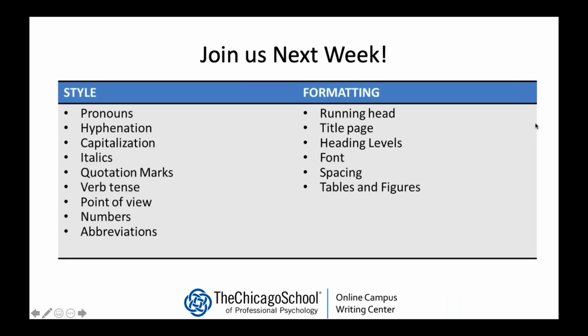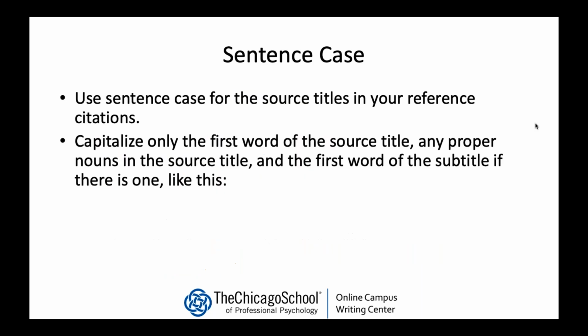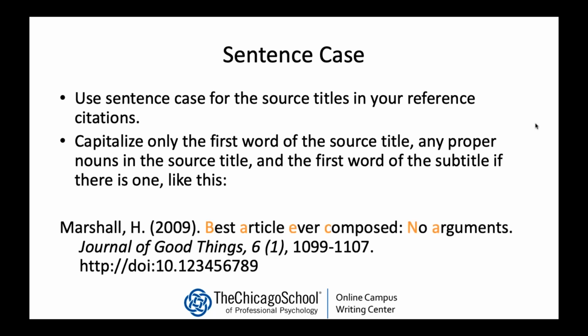Okay, a couple more slides. So let me add that. Sentence case. What this means is you use sentence case for all source titles in your reference citations. So you're not going to capitalize every word in a title. What you'll do is you'll capitalize only the first word of the source title, any proper nouns, of course, should be capitalized, and the first word of a subtitle, because it's technically a second title. So it looks something like this.